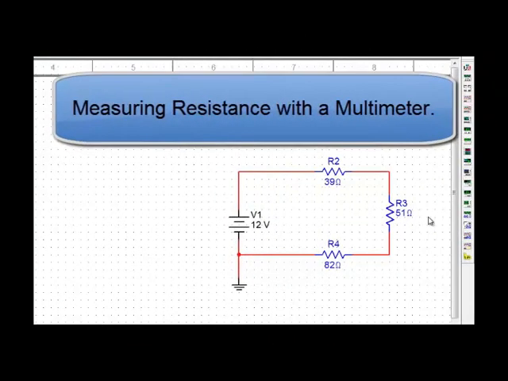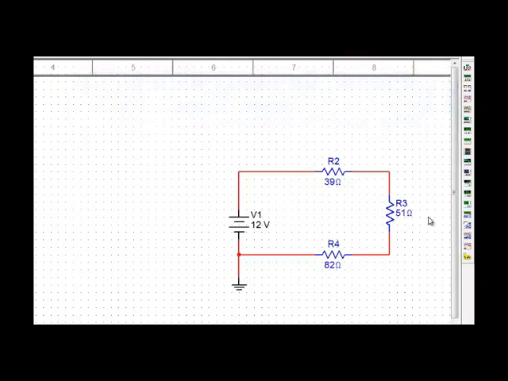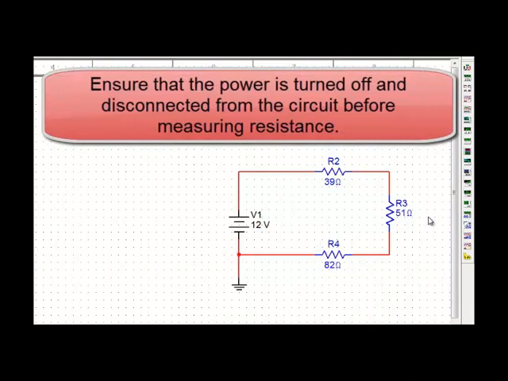This Multisim tutorial will show how to measure resistance with a multimeter. Here we have a small circuit with 3 resistors in series and a 12-volt battery. Now whenever we want to measure resistance, the first thing we have to do is make sure that the power is turned off and that the power supply is disconnected from the resistive network.